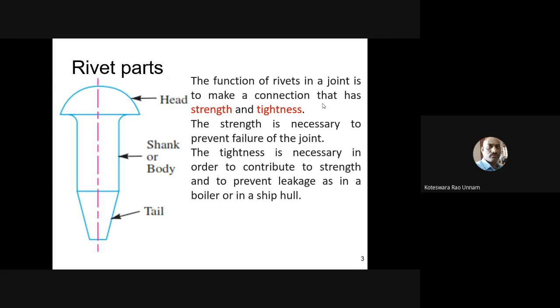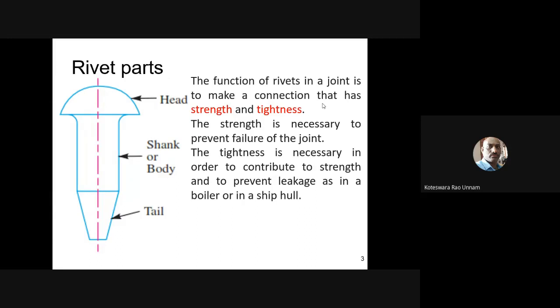If the joint is tight, it will contribute towards the strength as well as preventing leakage. Suppose the joint is used in a boiler or a ship hull, then leakage is going to be a big problem. If the boiler is leaking, it cannot be operated. Similarly, if a ship hull is leaking, you cannot sail the ship in the water, because water will leak in. Therefore, in such applications your joint should prevent leakage. So tightness is also an important parameter in addition to strength.